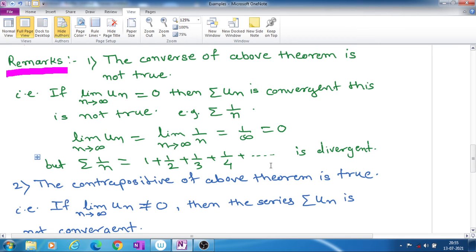But this series is divergent because the sum keeps on increasing. This sum has no limit, and therefore the series is divergent. So the limit of un is equal to 0, but the series is not convergent. So the converse of that theorem is not true.